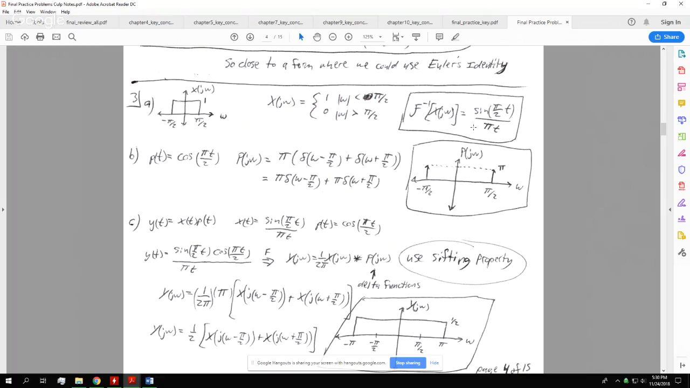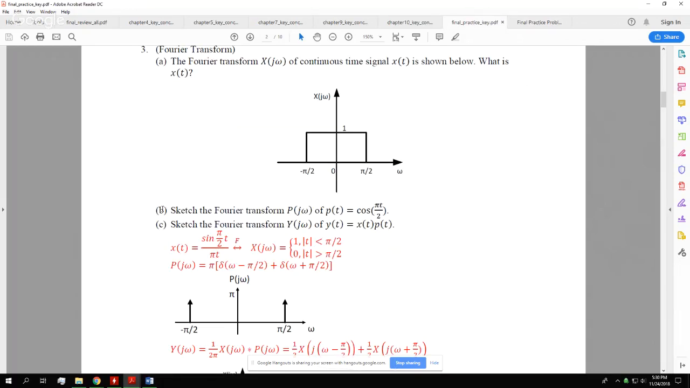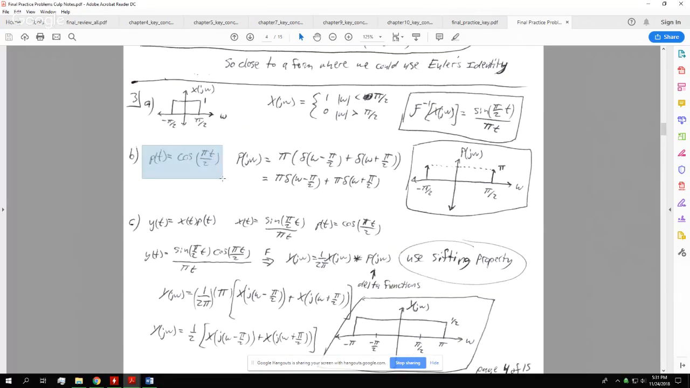Now, part B asks for something a little bit more complex. Part B says, sketch the Fourier transform P of j omega of P of t if P of t equals cosine of pi t over 2. So basically, it gives us a time domain signal, which we call P of t, and it wants us to sketch the Fourier transform. So let's do that. Here I rewrote what we were given, and here I need to convert that into the Fourier transform so that I can draw a picture of it, because I can't just do it directly. I need to transform it first.